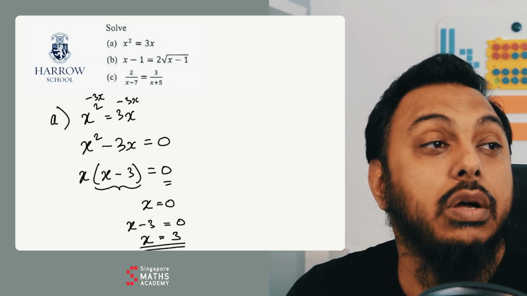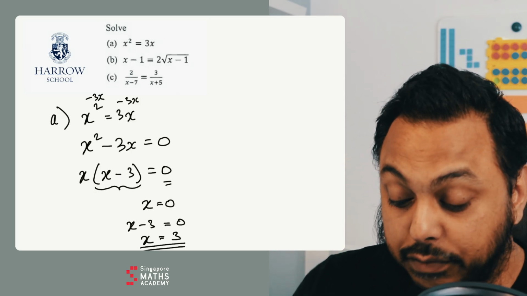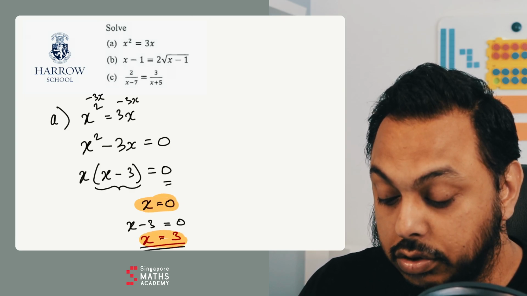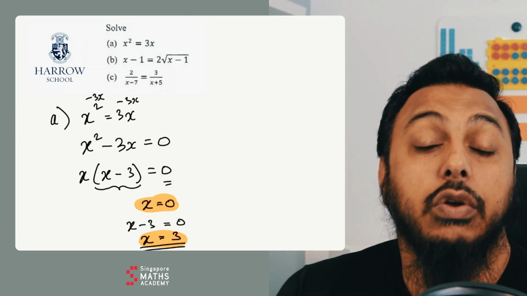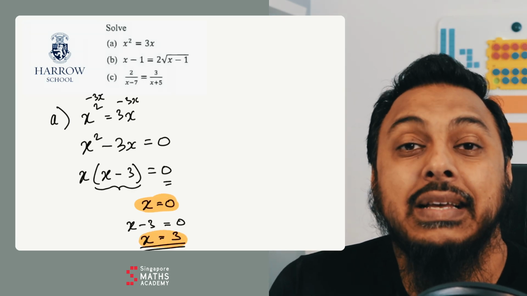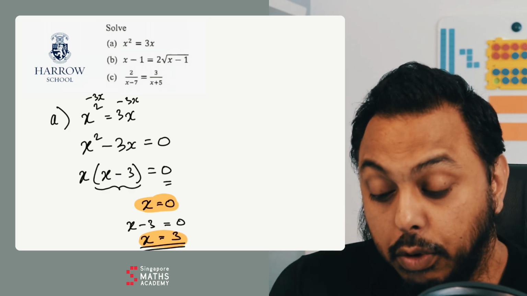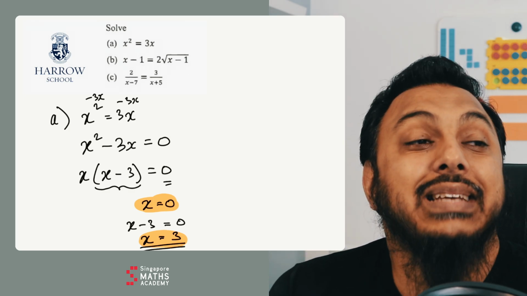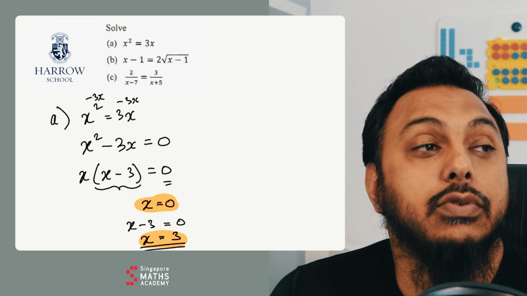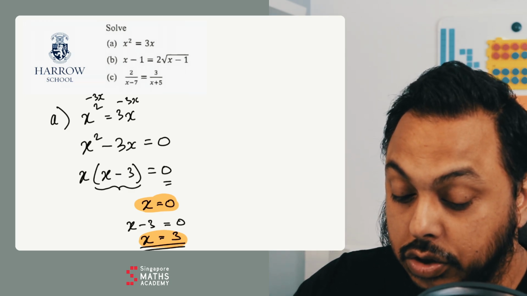And so our answer to this, we have to have two answers: either x equals 0 or x equals 3. If you remember, when looking at quadratics, most of the time we have two answers, and in this case x equals 0 and x equals 3. Okay, let's look at our next question.